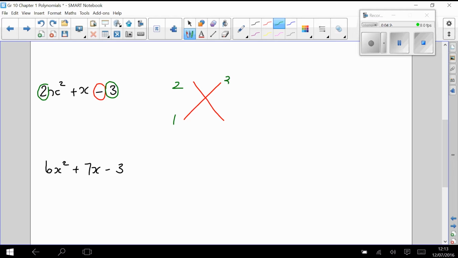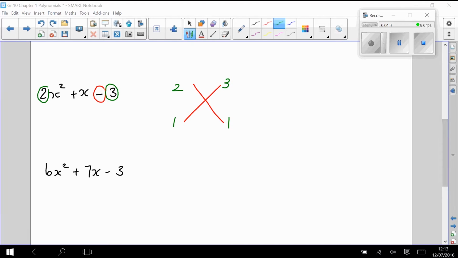Well, the 3 would have to be here at the top, because when I take 2 and 3 and I minus them, I do get a 1. But I don't want just a 1, I want a plus 1. In other words, I have to write the plus 1 with the bigger of the two numbers, and 3 is bigger than 2, so it gets the plus. Filling in my x's, I now know the factorized brackets for the trinomial of 2x squared plus x minus 3.